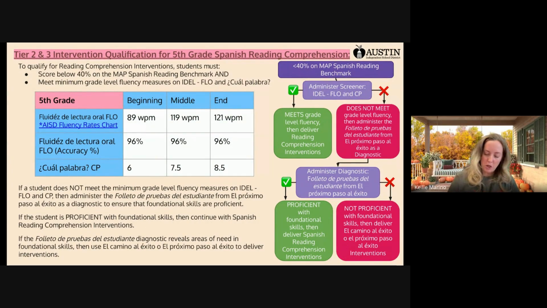So this presentation will only focus on the DIBELS and the IDEL assessments and the reading comprehension interventions. If you need information about the core phonics survey, about the UFLY interventions, about the folleto de pruebas del estudiante assessment, about El Camino al Éxito, about El Próximo Paso al Éxito, then I highly recommend you go attend one of those sessions or search out the information for those sessions in the MTSS conference manual or conference guide.